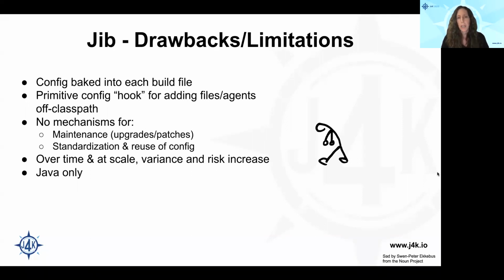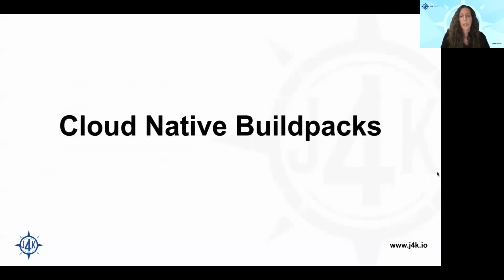Over time, and especially at scale, the variance of the configuration and the nature of each image is going to change, and it increases risk because you also end up with a lot of variety across your estate that's hard to manage. And at this conference it may not matter as much, but it is only applicable for Java, right? So you're going to have to find other solutions if you're also developing in other languages. So that brings us to Cloud Native Buildpacks.